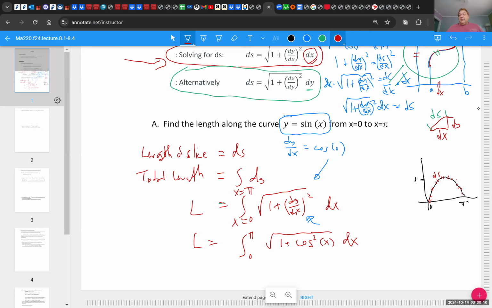So that's how arc length works, right? We just break it in little pieces, and we fill in the formula, and we add them all up. So to do 1 plus cosine x squared, square rooted, there are different ways of doing it.